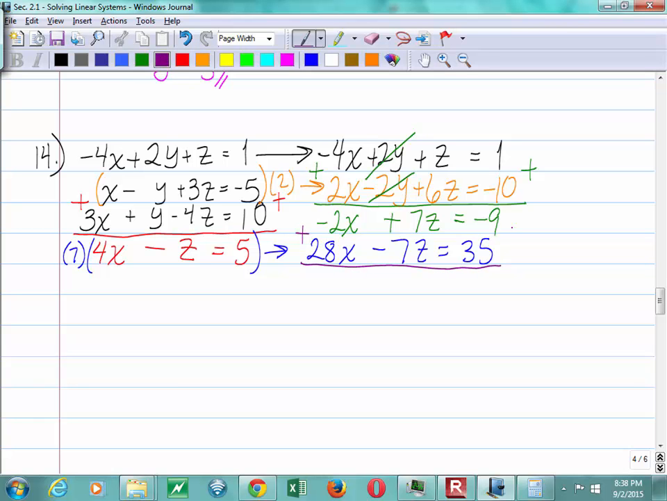So then I'm adding these 2 things together. So negative 2 plus 28 is going to give me 26x. Z's cancel. 35 minus 9 would be 26. So then just divide both sides by 26. And I've got x equals 1.